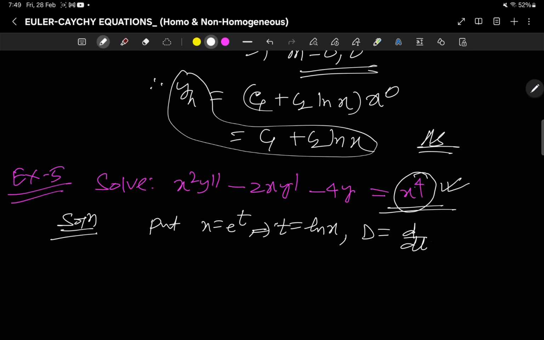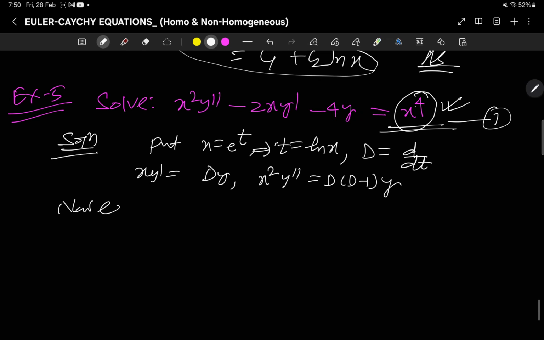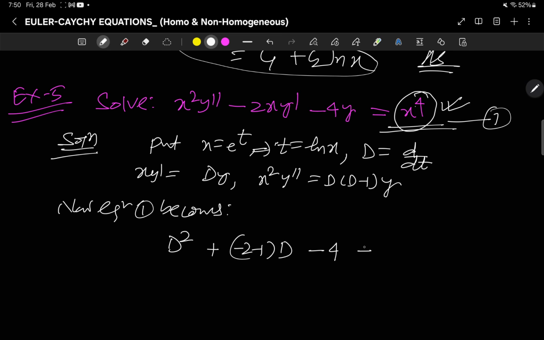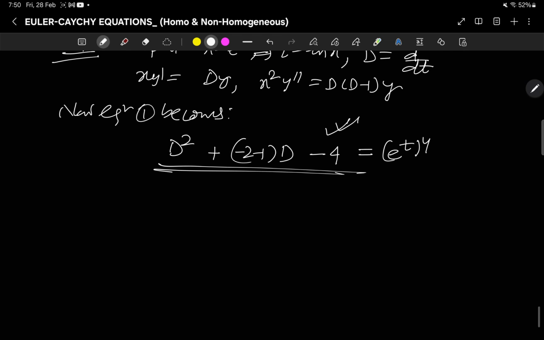And what is D here? D is equal to d by dt. Here x y dash is Dy, and x square y double dash is D into D minus 1 into y. So now equation 1 becomes D square minus 2 minus 1 into D minus 4 y equals x to the power 4, which is e to the power t whole to the power 4. You see, this is the same as the auxiliary equation we discussed in the direct case.